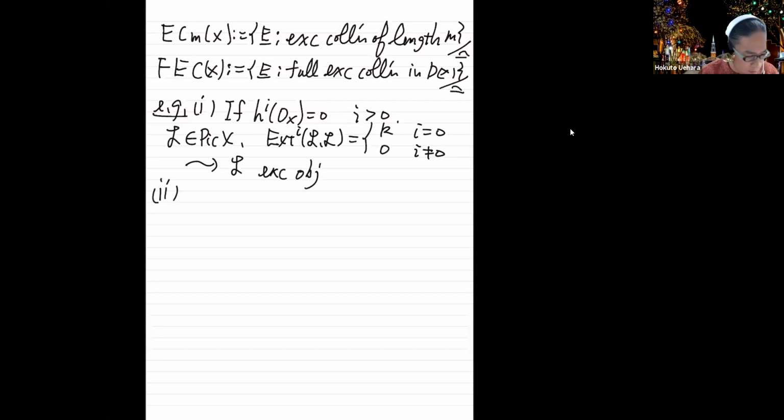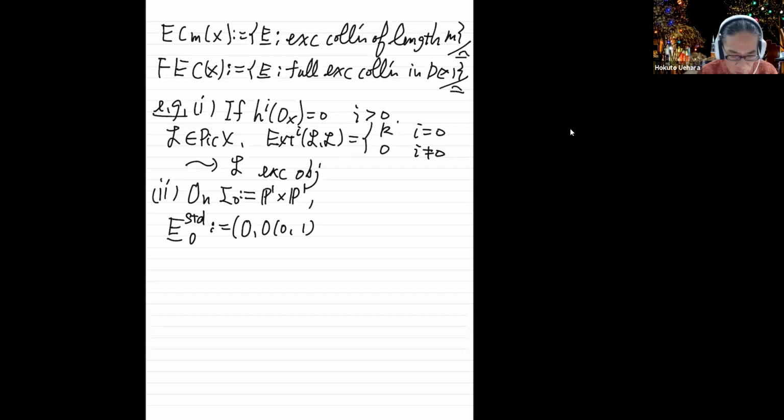And the second example is on Sigma 0, namely P1 cross P1. I call it the standard exceptional collection on Sigma 0, which is defined by the structure sheaf O(0,1), O(1,1), and O(2,1). We can check that this is a full exceptional collection on Sigma 0.